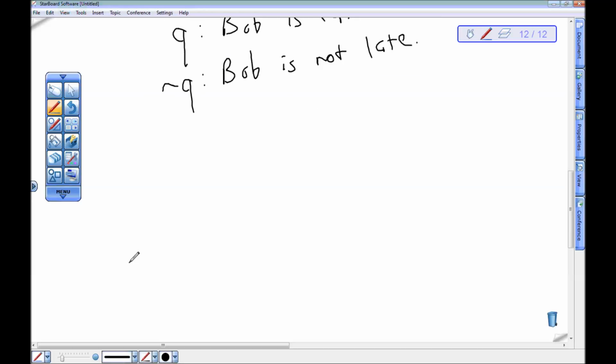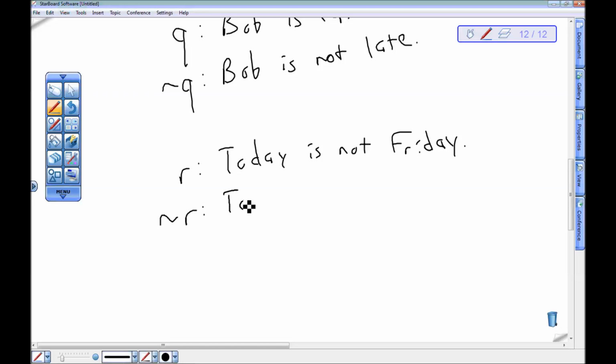Let's just do one more. What if the statement R is today is not Friday? Well, the negation of today is not Friday, I think should be today is Friday. I don't really want to say today is not Friday, just because our language gets a little bulky that way and our statements start to get kind of weird.